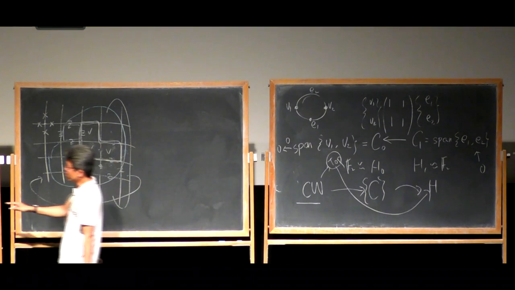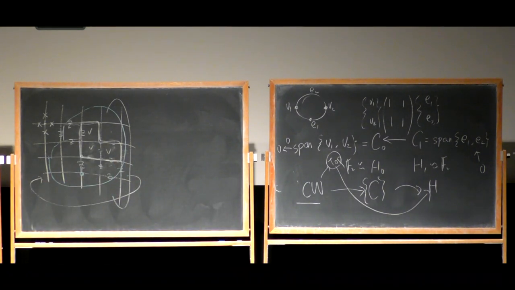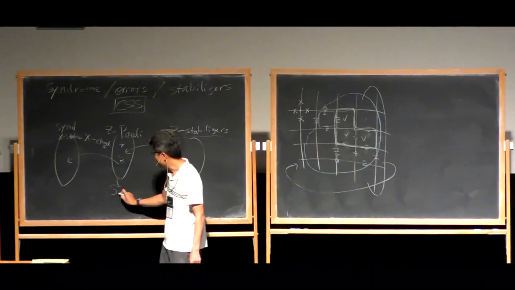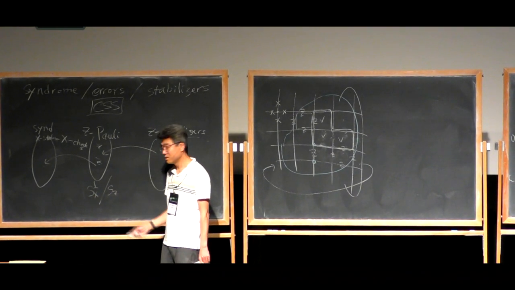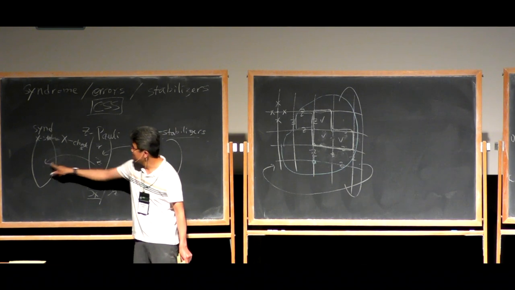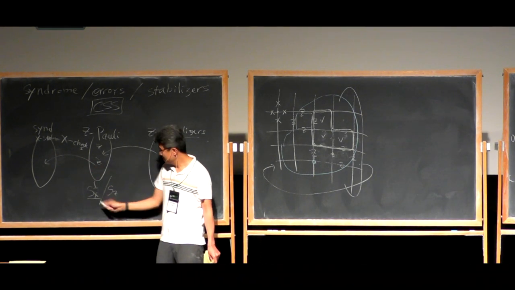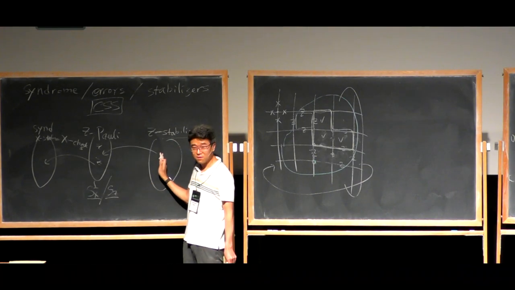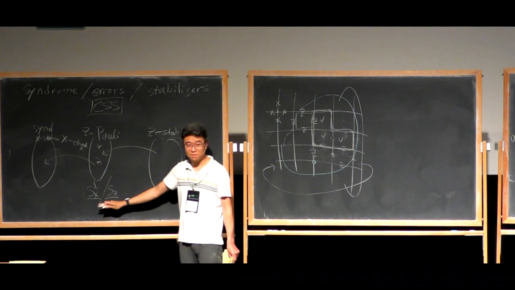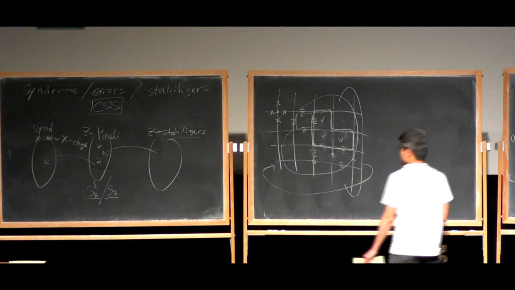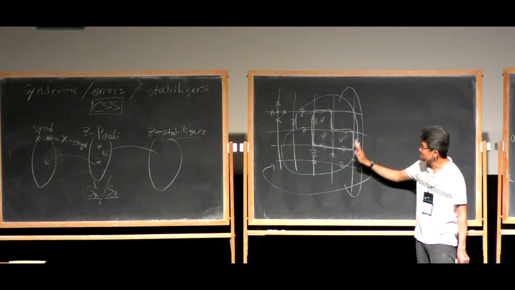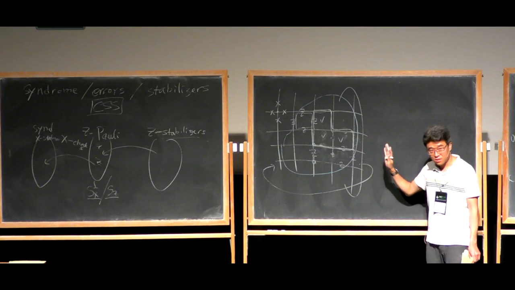OK, let's figure out how many Z logical operators are non-trivial. We know the formula. It is going to be the commutant of the X stabilizer modulo the Z stabilizer. But the commutant is nothing but the kernel of this second map. The Z stabilizer is nothing but the image of the first map. So we are essentially computing the homology, the algebraic definition of homology.